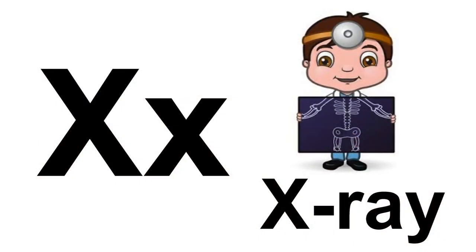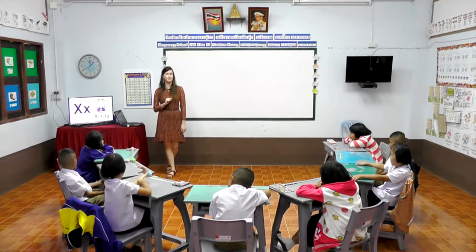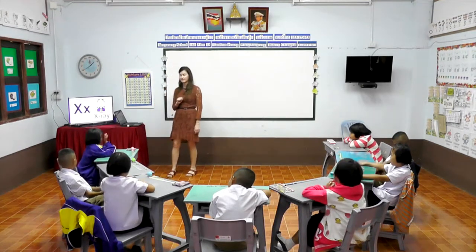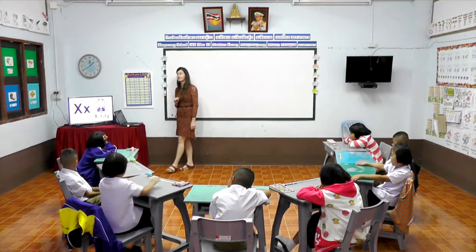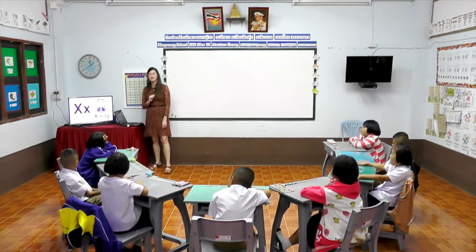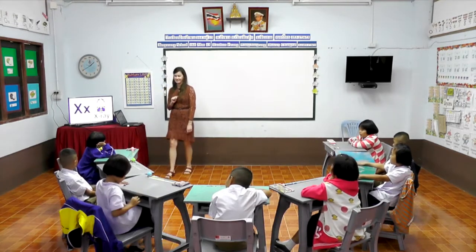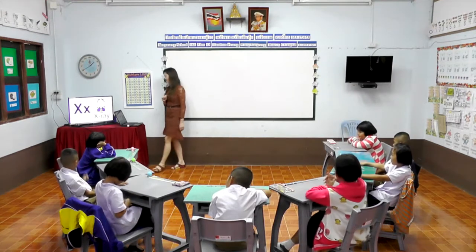What's this letter? It's an X for X-ray. We can see his bones. X-ray. And X makes a funny sound at the end of a word, like in box or fox. It's almost like an S and a K together, almost. X is for X-ray. It's a tricky one. Good.